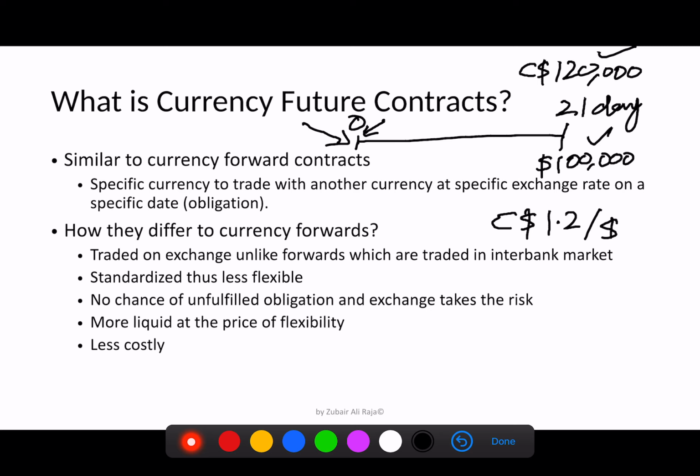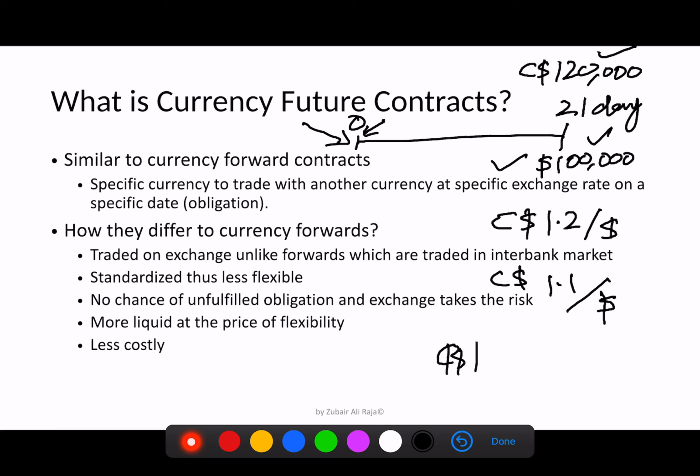Now, what is the difference then for the future contract? The purpose is the same: we want to hedge our position. Our asset currency in this case is the US dollar, and if the asset currency depreciates, say after 21 days the base currency depreciates, when the base currency depreciates, this currency always goes down. Say if it happens to be 1.1 units of Canadian dollar, then by selling 100,000 US dollars in the open market after 21 days, you will only receive 110,000 Canadian dollars.